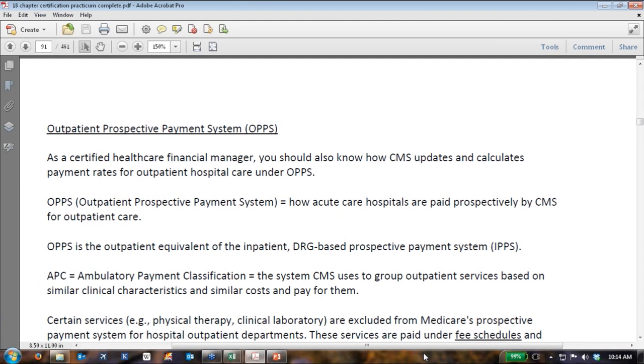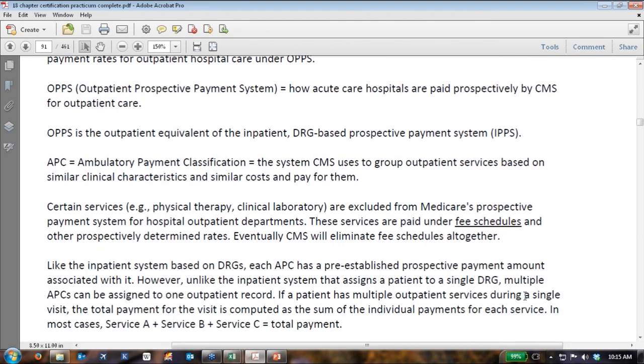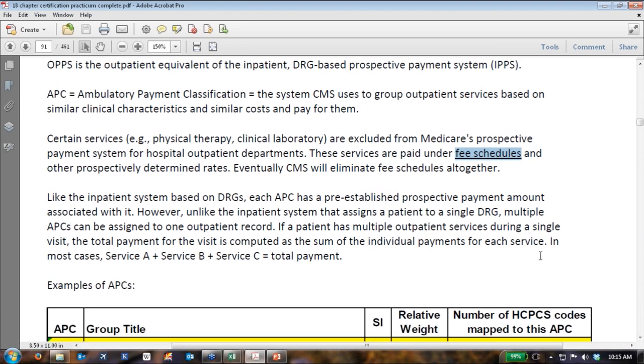Super. Okay, OPPS system applies this prospective payment idea to the outpatient world. And what are we talking about? We're talking about office visits and hospital outpatient work. That's really what we're talking about here. So it's what doctors do in their offices, and what doctors do in an outpatient setting. And this system replaced a fee schedule system, and some fee schedules still exist, but they're going to go away eventually too. And so how does this system work?